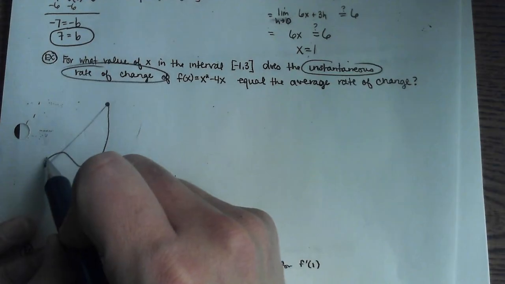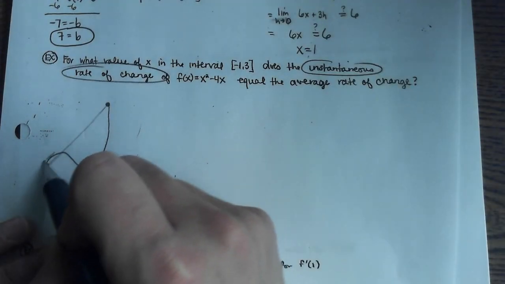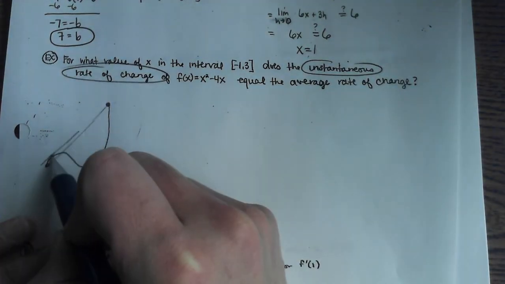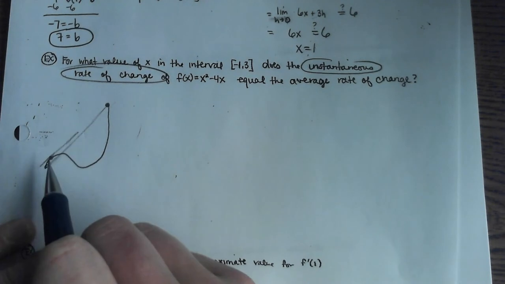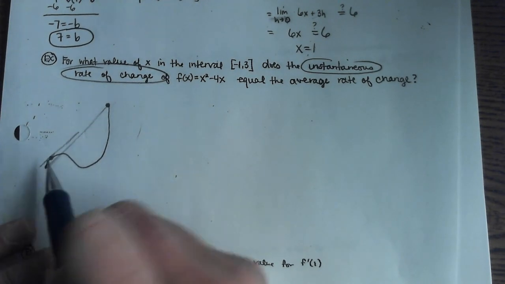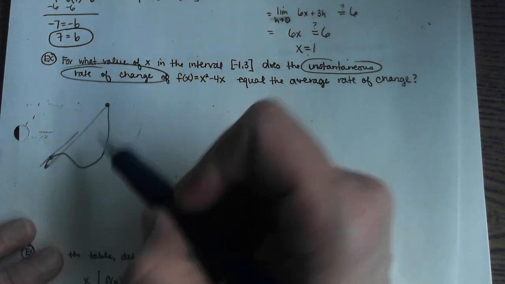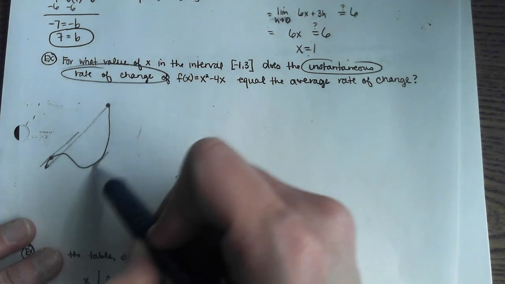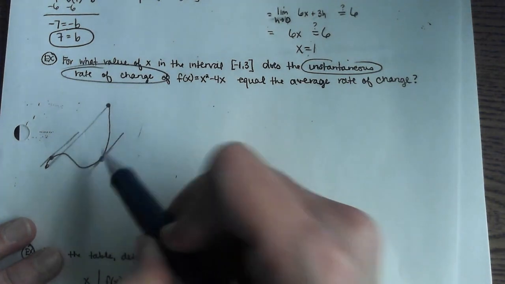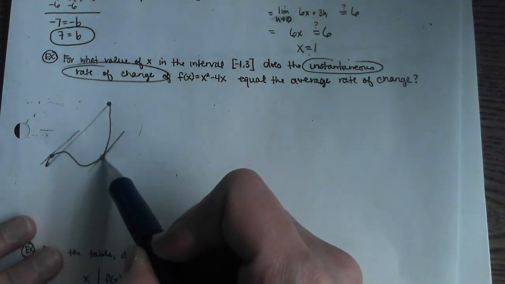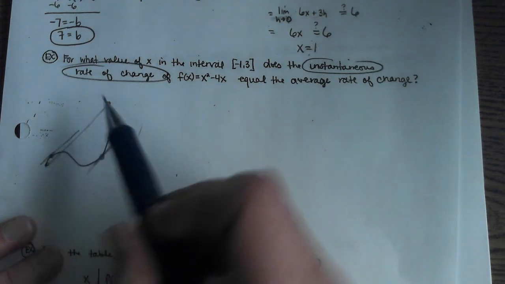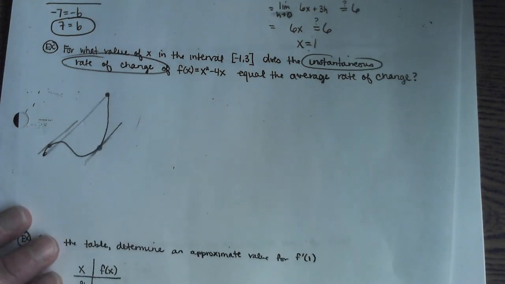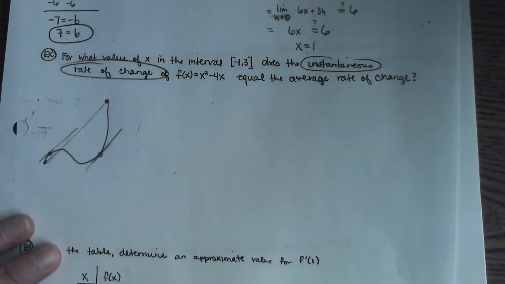So like maybe here, somewhere here, there's a moment where the instantaneous rate of change is equal to the average rate of change. Maybe again over here. Here's another location where the instantaneous rate of change is equal to the average rate of change. Okay, so visually, conceptually, that's what's happening. That's what we're doing here.